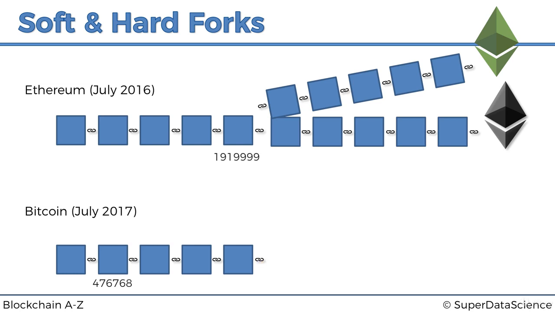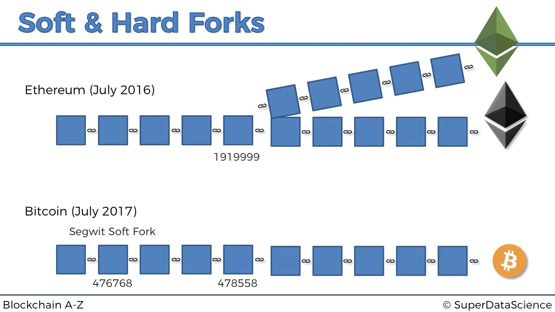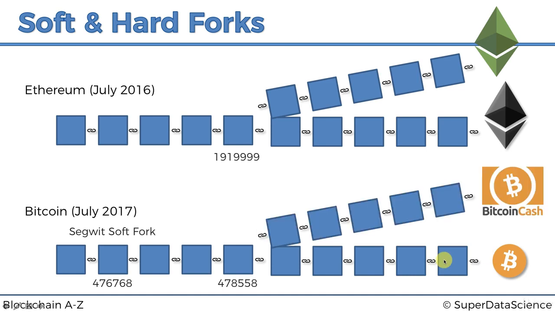What happened, this happened on 1st of August. So this was 20th of July, this was 1st of August, not that far away, like 10 days. So that was the soft fork. Then on block 478558, Bitcoin continued, but there were some miners who switched to Bitcoin Cash. This new system was called Bitcoin Cash.